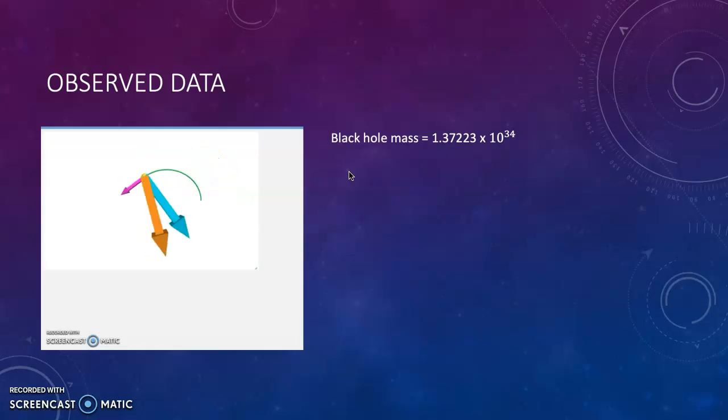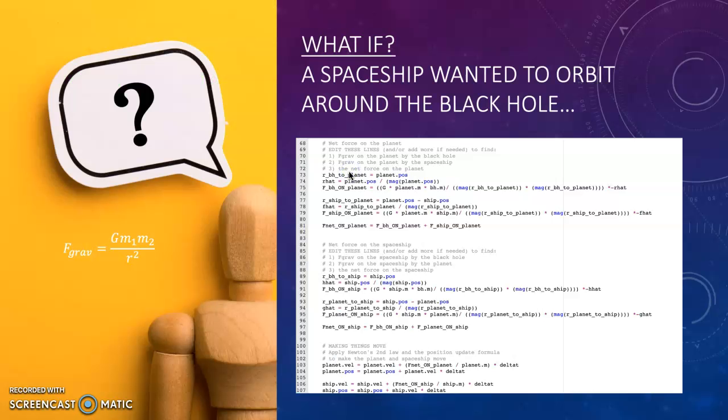That is a star orbiting around. Orange is the gravity. And there we go. Listed below is the black hole's mass. This was then used to find what we would do if a spaceship wanted to orbit around the black hole.